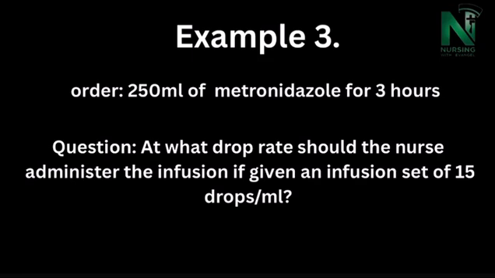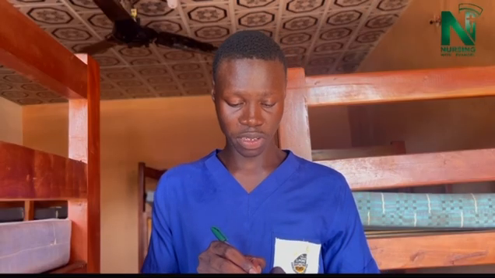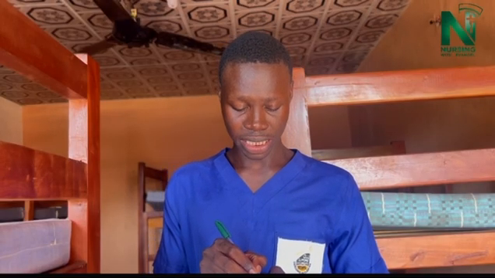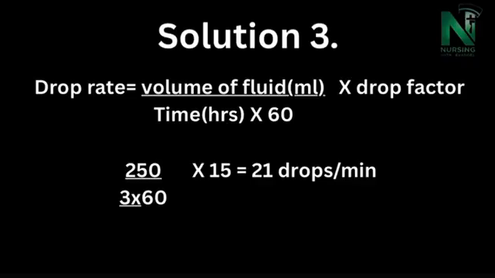Now let's look at the third question for proper mastery of this calculation. We have metronidazole of 250 mils that is running for 3 hours, and our drop factor is 15 drops per mil. What will be the drop rate of this infusion? Without wasting much of our time, we are going to head over to our formula. The amount of fluid we have is 250 mils and is to run for 3 hours. That is 3 times 60. Remember, we said that it is best to convert your time. And then after, we multiply by 15, which is the drop factor.